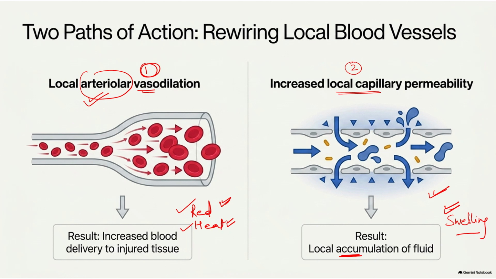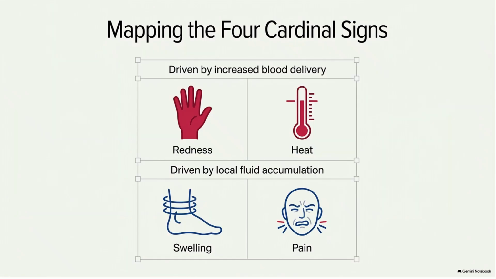Is it clear? So you can see here, because of increased blood supply, redness is there and heat is there. But because of the fluid accumulation due to permeability, there is swelling and there is pain. Clear? So redness is also known as rubor. Clear? Heat is known as calor. Swelling is also known as tumor, and pain is known as dolor.